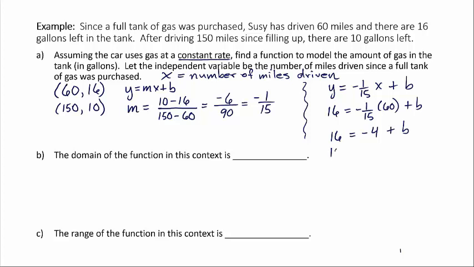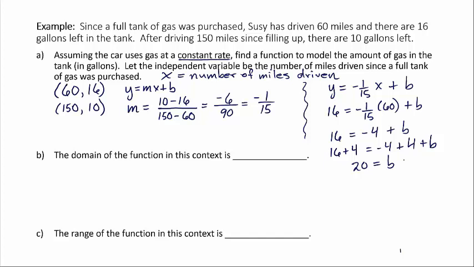So now add 4 to both sides. 16 plus 4 is equal to negative 4 plus 4 plus b. 16 and 4 is 20. So 20 is equal to b. Okay, now we found the slope and we found the y-intercept.